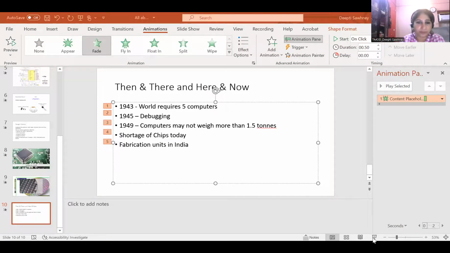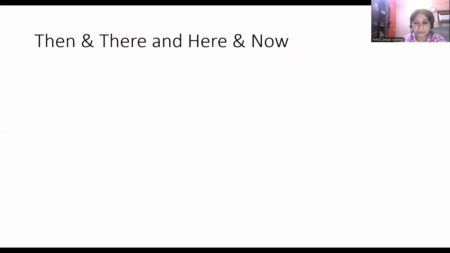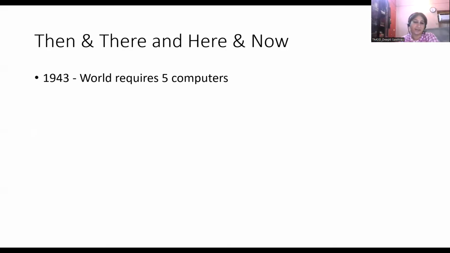I will work towards concluding my TMOD session with something which I find very interesting. These are going to be four or five facts, some from history and some from here and now. That is why I call this slide 'then and there and here and now'. Interestingly, when I was researching this topic, I found out that in 1943 a very famous man said that the world requires only five computers. Can you beat that?